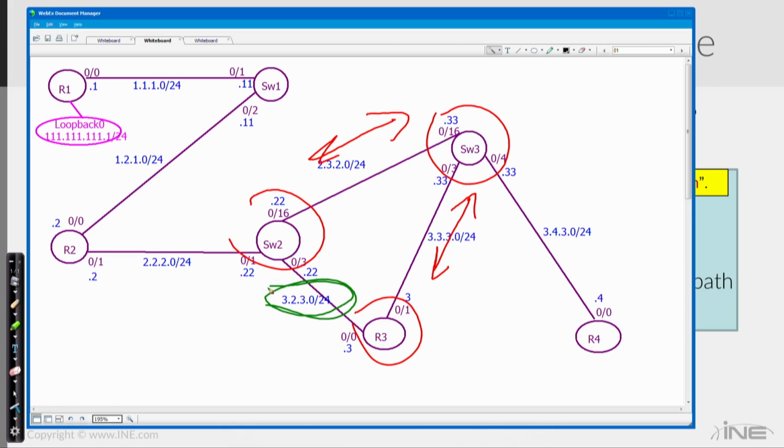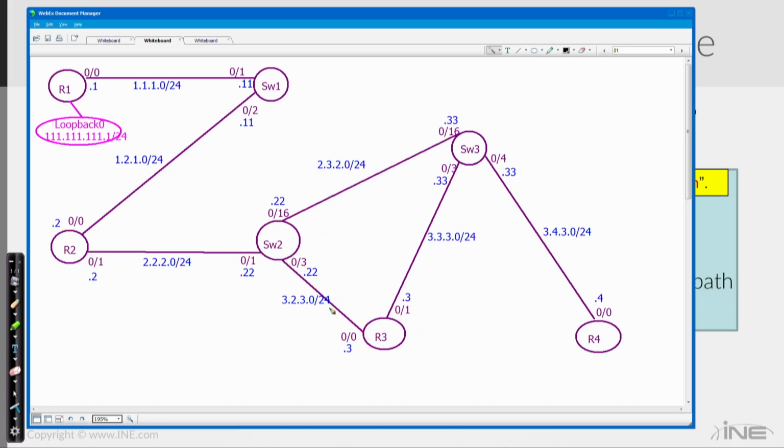So what we should see at the very beginning is that switch 3 learns about the 3.2.3 network and he should have two successors, right? Two equal cost paths. The path to that network via switch 2 should be just as good as a path via router 3. So let's do that to begin with. You may want to pause this video and take a snapshot of this picture real quick with some image capture software or something so you can follow along and keep track of where I am as I configure this stuff.